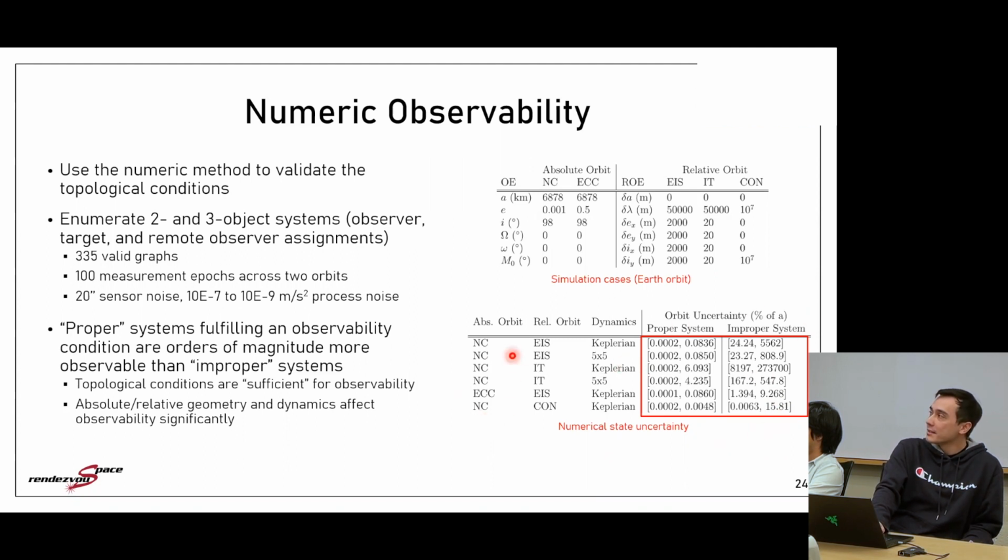And also, I did this analysis for different types of absolute and relative orbit. So absolute orbits are either near circular or eccentric. Relative orbits are EI vector separated, so like a swarm with a bit of relative motion. In-train orbits, which have very little relative motion. And constellations, which are very far separated spacecraft with very distinct orbital planes. And we can actually see that these results vary pretty significantly depending on what type of system you have.